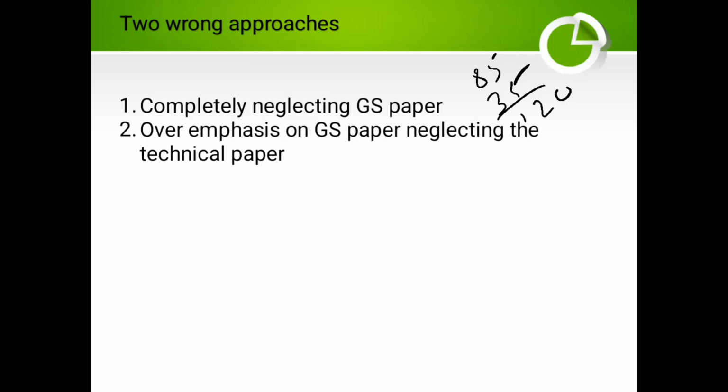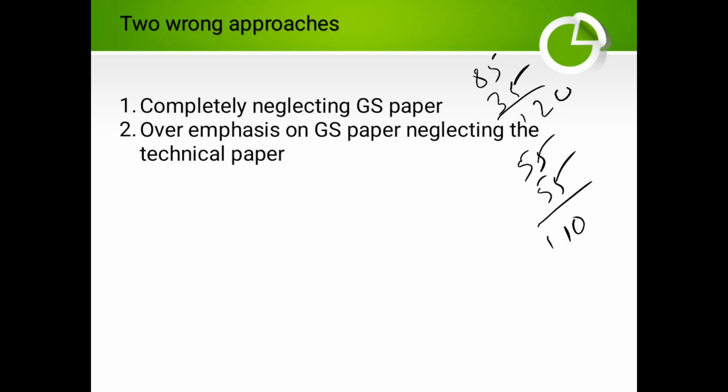Now, what happens is that he might get a decent 50-55 marks in the technical paper and again a decent 55 marks in the GS paper, ultimately getting 110, which is again not very good in terms of selection. He might or he might not get through. So both these extreme approaches are wrong.